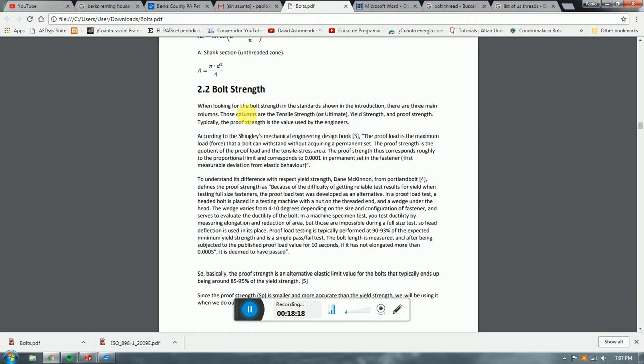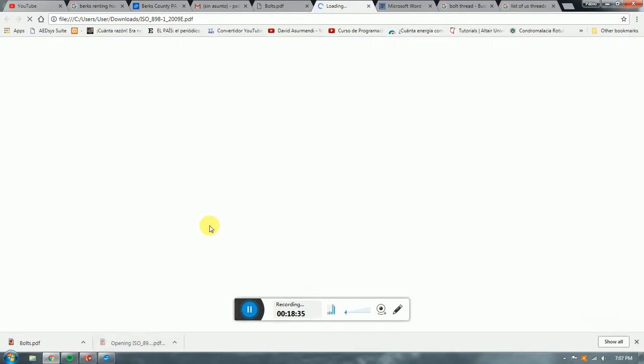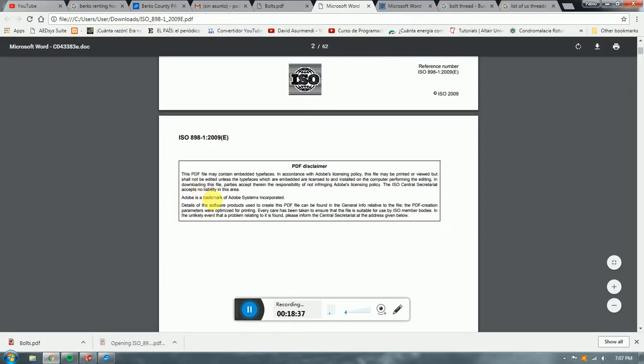The standard is going to have typically two or three of these strengths, which are going to be the tensile strength or ultimate, the yield strength, and then in the bolts they also use the proof strength. And for example, we're going to see a typical one, the ISO 898-1.